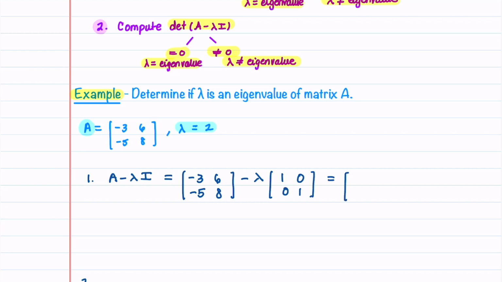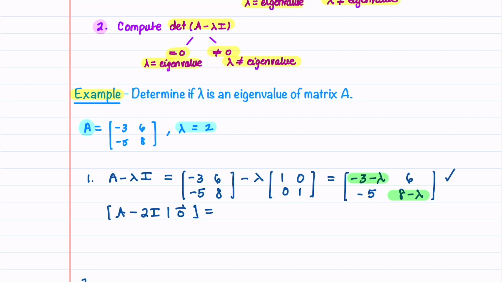This gives us the matrix minus 3 minus lambda, 6 minus 5, and then 8 minus lambda. You can see that the lambda gets subtracted from the entries along the main diagonal. Let's now augment this with 0. We'll write down A minus, and then instead of lambda, let's plug in exactly what lambda is. Lambda is 2, so we have A minus 2I, and we're going to augment this with 0.